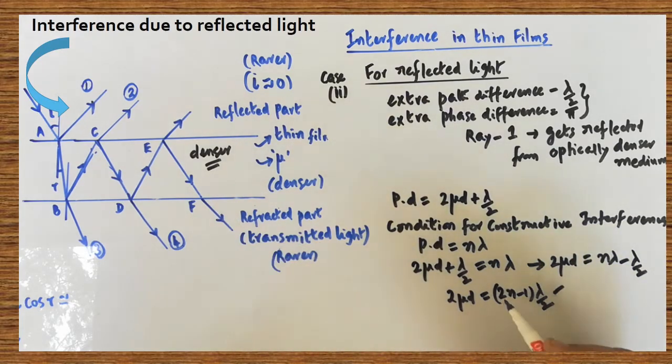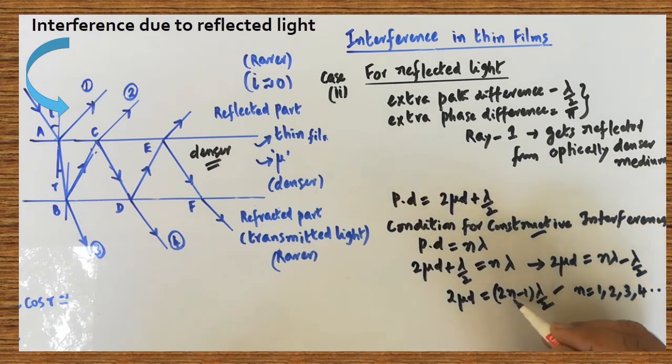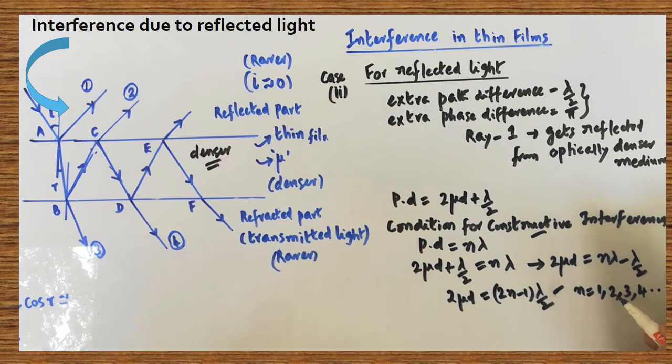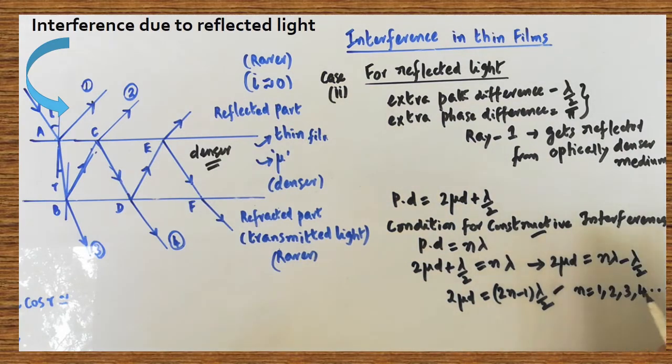But in the case of thin films, the condition is reversed. For constructive interference, this is the condition, where n must be equal to 1, 2, 3, 4, like that. The path difference condition will vary. If you substitute 1, you will get the first dark fringe. If you substitute 2, you will get 3 lambda by 2. That is the path difference between ray number 1 and 2. So depending on the path difference, you are able to observe the fringes. Are you clear?